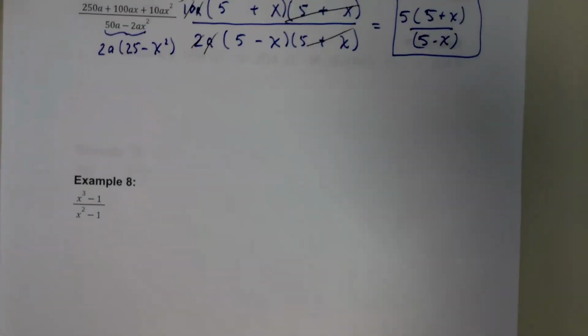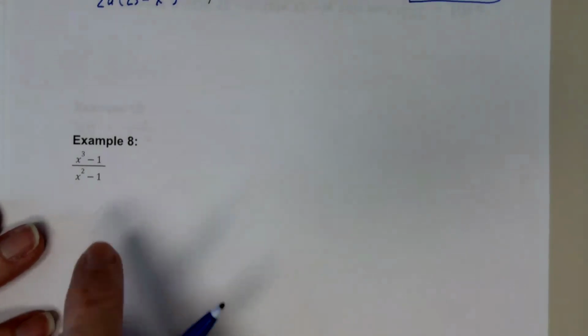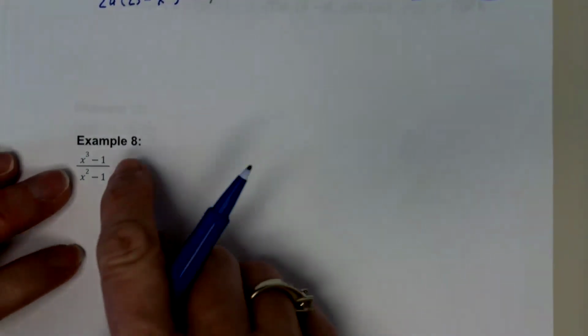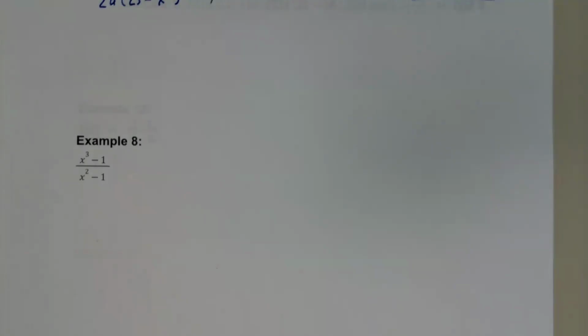Okay, example 8. This is a good one for practice. We have a difference of cubes. And we're going to use our factoring flowchart to help us here because the difference of cubes is a little bit trickier to factor.